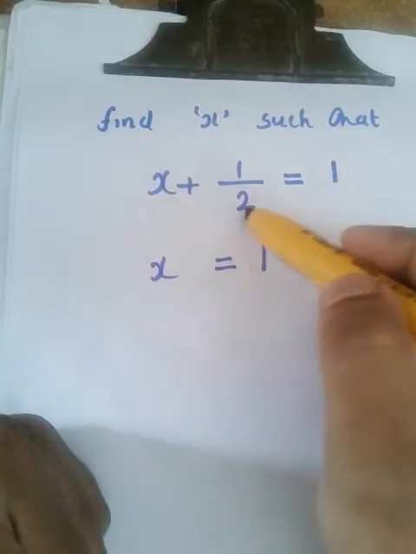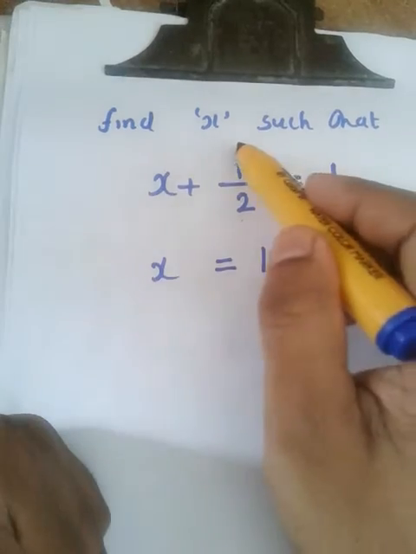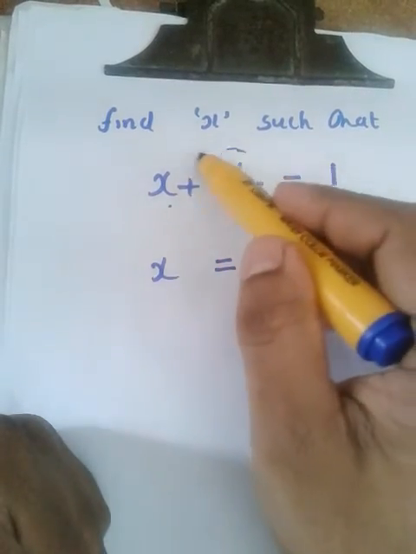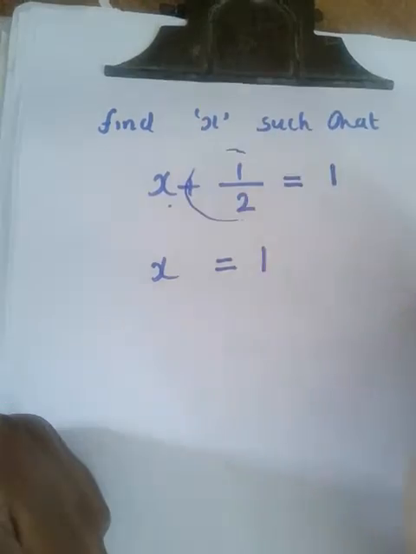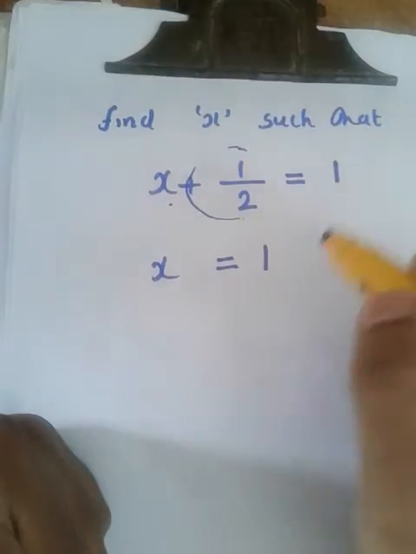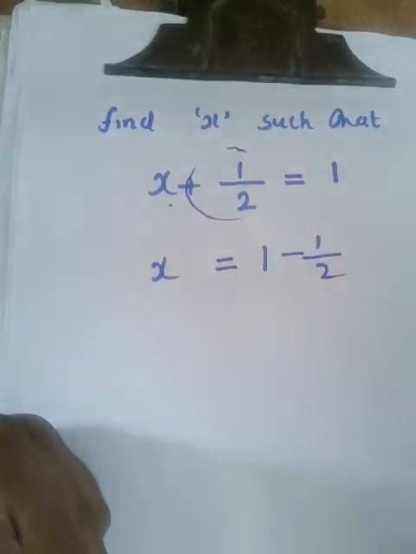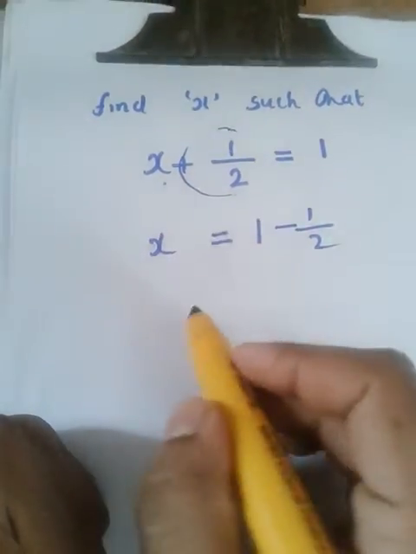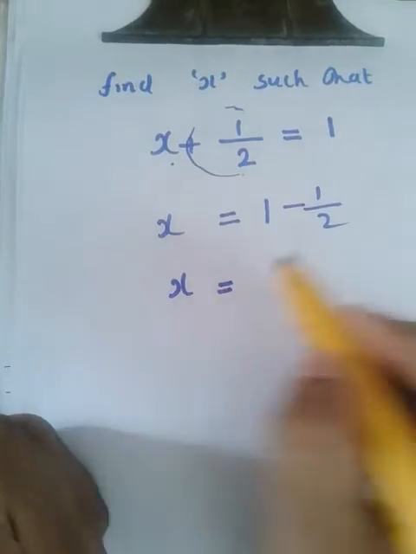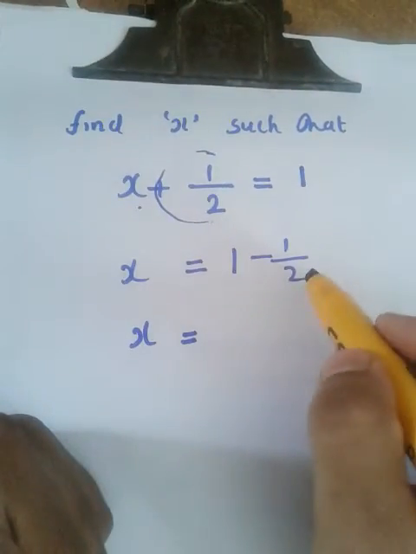In order to make x alone on the left side, we should take all the terms with x to the right side. So here the term with x is plus 1 by 2. The sign is important. Take plus 1 by 2 to the right side. When you take this plus 1 by 2 to the right side, it becomes minus 1 by 2. Is it clear? Yes. Half done. Then the left side is x itself.